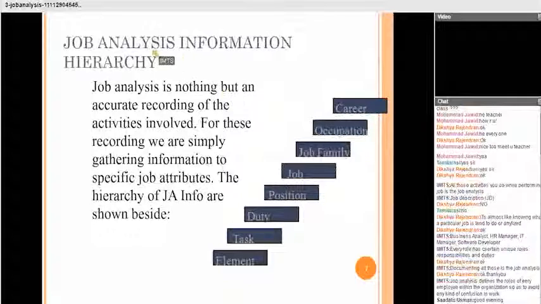So job analysis, information hierarchy. Job analysis is nothing but an accurate recording of activities involved. For this recording, we are simply gathering information to specify job attributes. The hierarchy of job analysis info is shown beside: element, task, duty, position, job family, occupation, career. So this is the hierarchy of job analysis. The element, the task which you are doing, what is your duty, what is the position, what is the job environment, the occupation and the career.